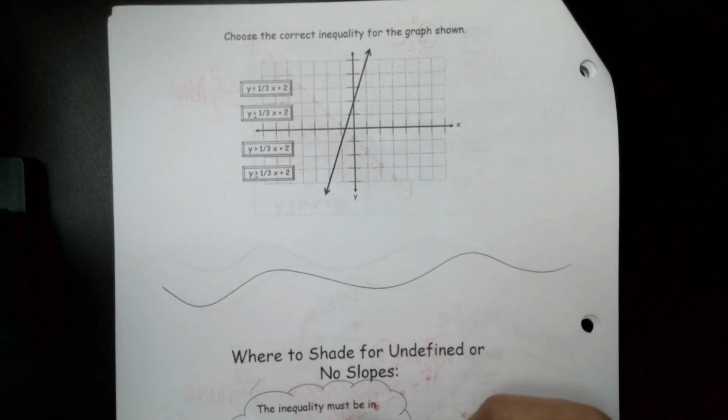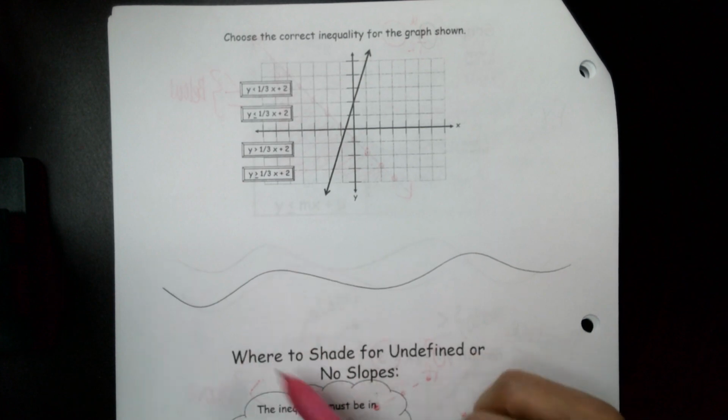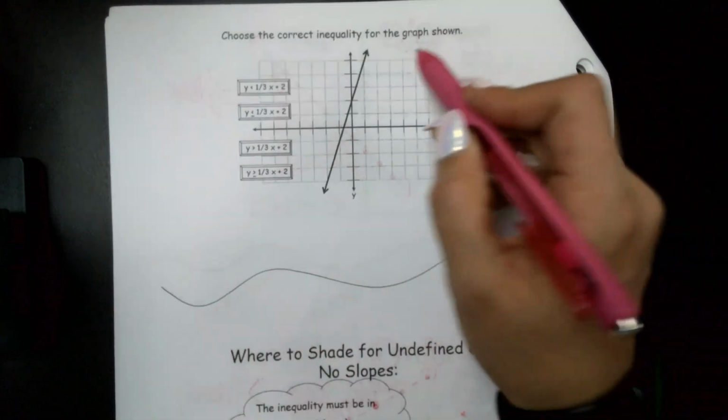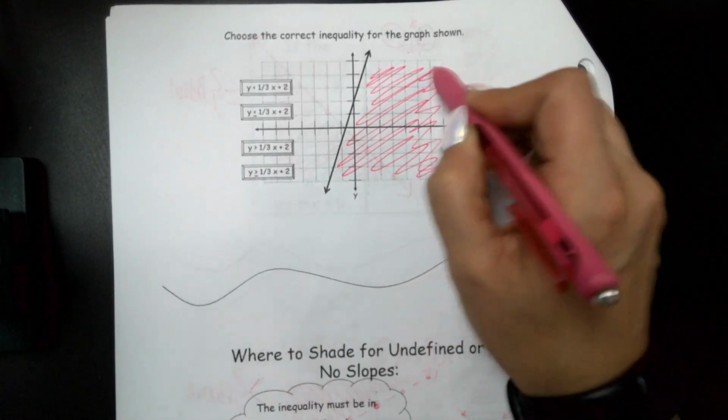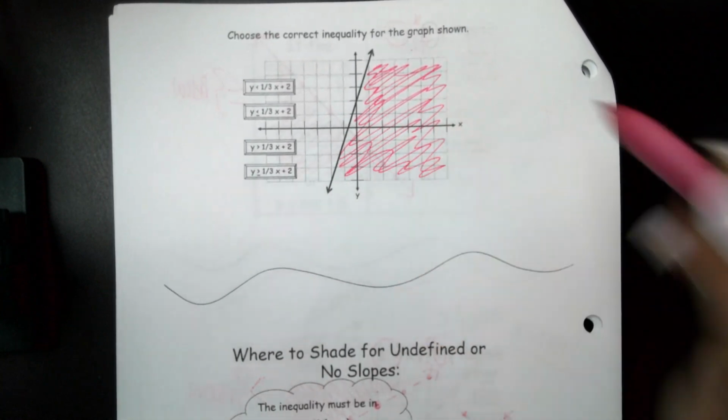Now this doesn't really help you guys much. Let me see. I can't even tell where it's shaded, but I'm going to pretend like it was shaded. Color that in for me. Color in that side of the line for me.